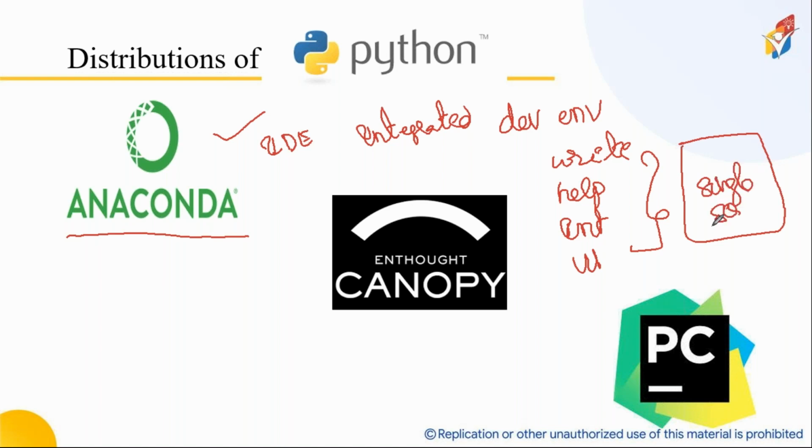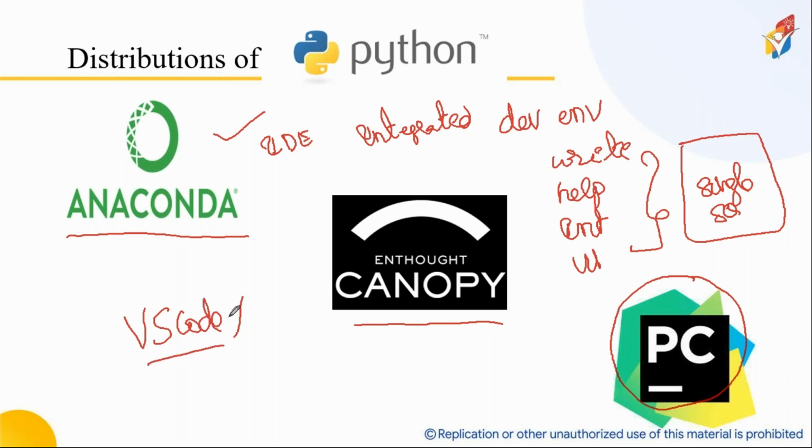Clear? Now, apart from that, you have PyCharm. PyCharm is also one of the best environments used nowadays. And Enthought Canopy, and there is another code editor called VS Code, Visual Studio Code. Most of the people use it nowadays, but if you want to use VS Code or Enthought Canopy, you should be good programmers.